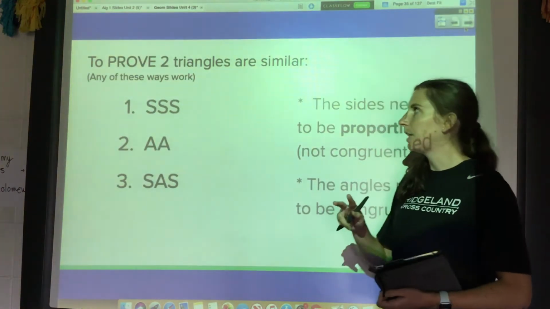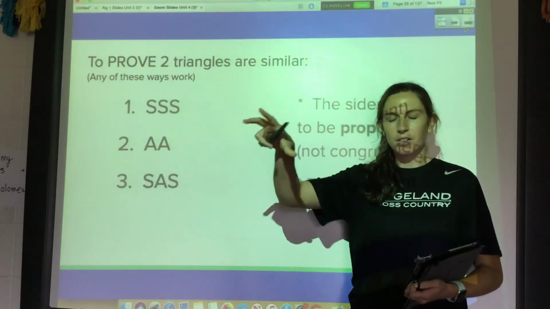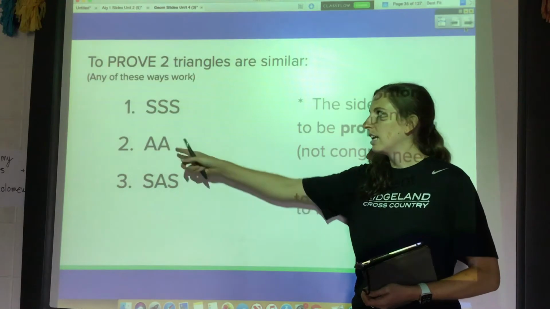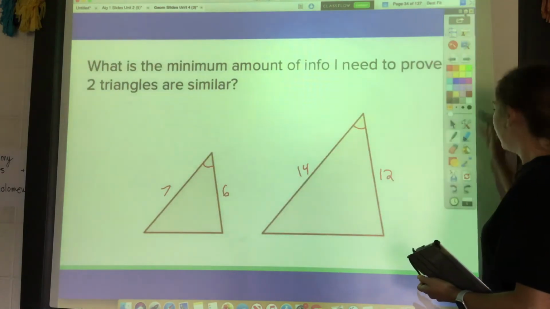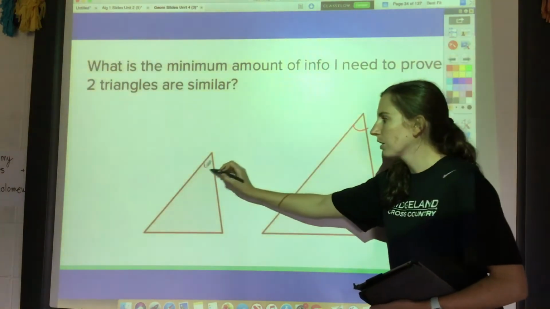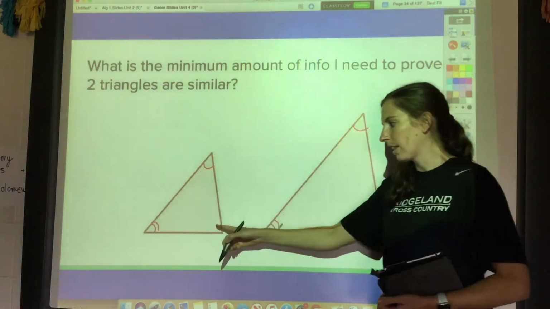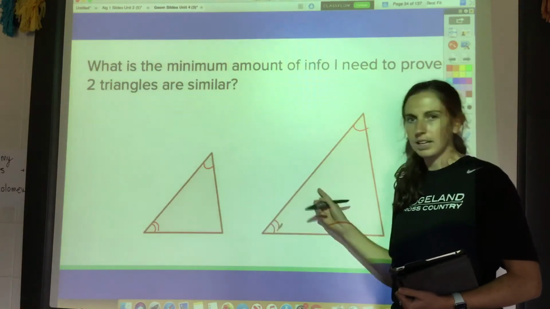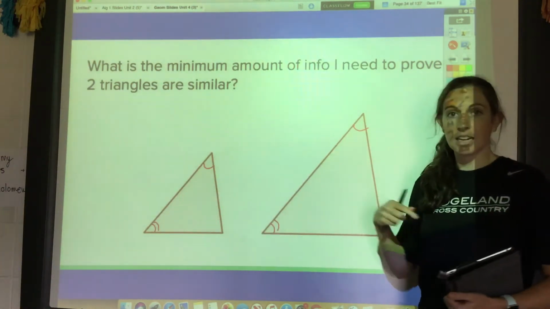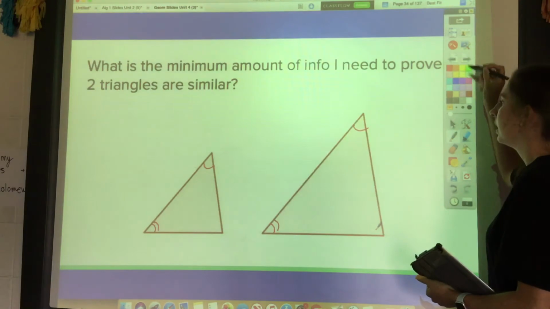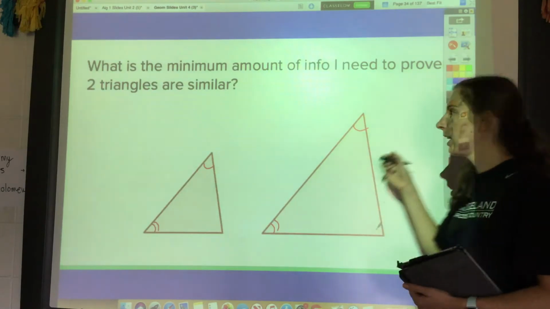The second way you can prove they are similar is if you have 2 angles that are congruent. So a pair of angles and another pair of angles that are congruent. That will prove that they're similar. And that's actually all you need. Like here, if I had these 2 angles are congruent and these 2 angles are congruent, that automatically tells me that the third is congruent because they have to add up to 180. So that tells me that the third angles are congruent, and that's enough to say that they're similar triangles. Not necessarily congruent triangles though, because just because the angles are the same doesn't mean the sides are the same.